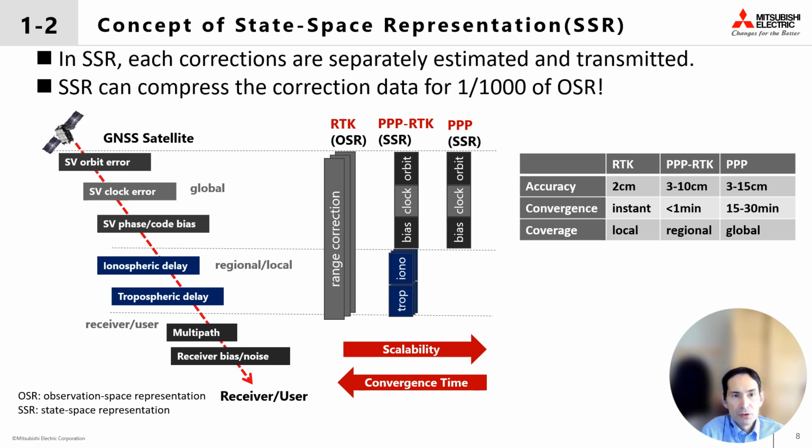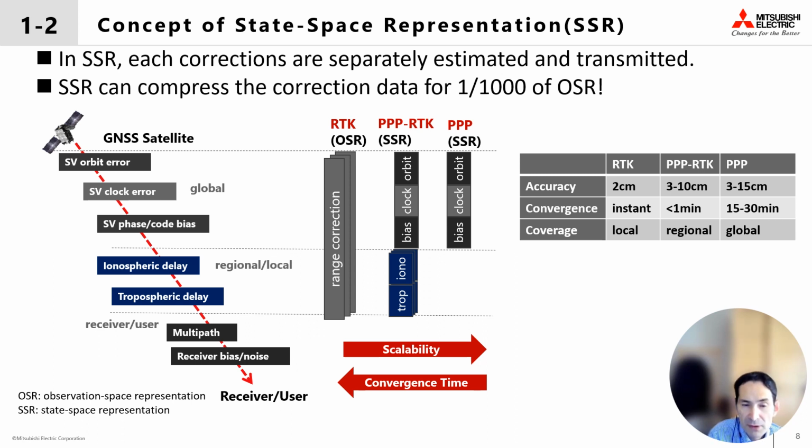Next, I will show you some concepts of SSR. GNSS range measurements include several types of error sources such as satellite orbit and clock error, signal bias, and atmospheric delay. For the conventional OSR correction used for RTK, the correction is applied in observation space with a limitation on the range from the reference station. In SSR, each correction is estimated and transmitted separately. By applying compression based on the dynamics of each error source, 1 to 1,000 compression can be achieved.